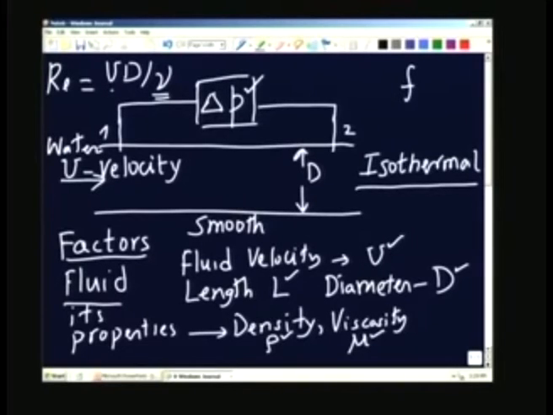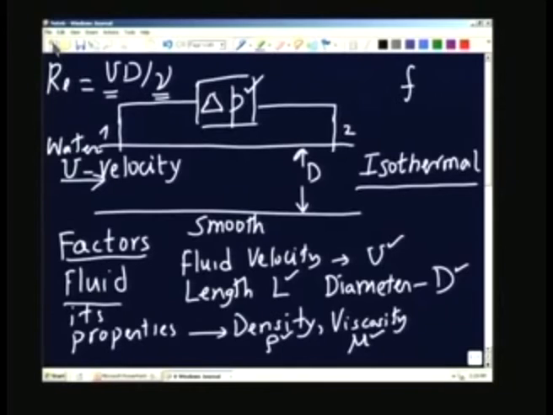U, of course, I can vary over a large range. If I have a good enough pump capable of pumping the fluid through the circuit, I can do it with low velocity by putting a valve, and then by opening the valve slowly, I can increase the flow rate and I can increase the velocity U. Therefore, U can be controlled or kept at any specified value over a fairly large range.